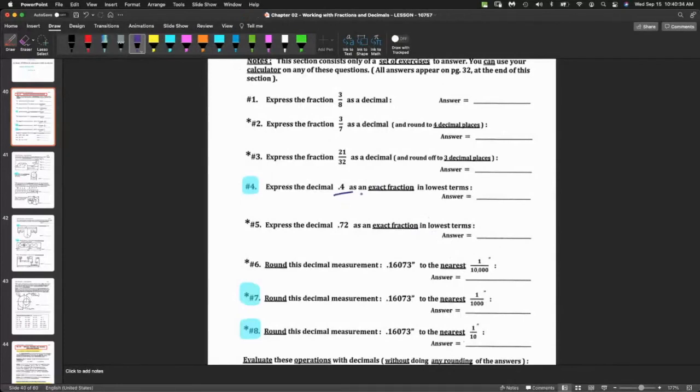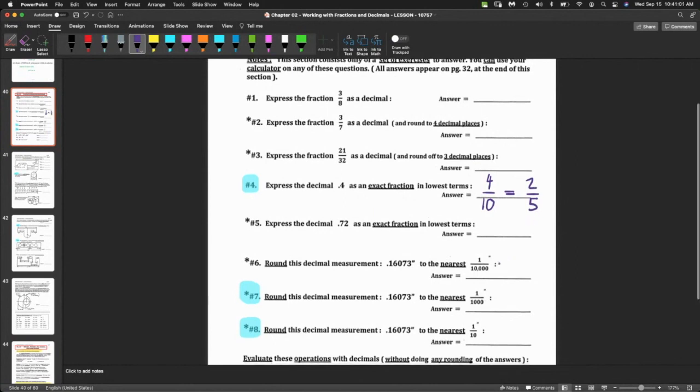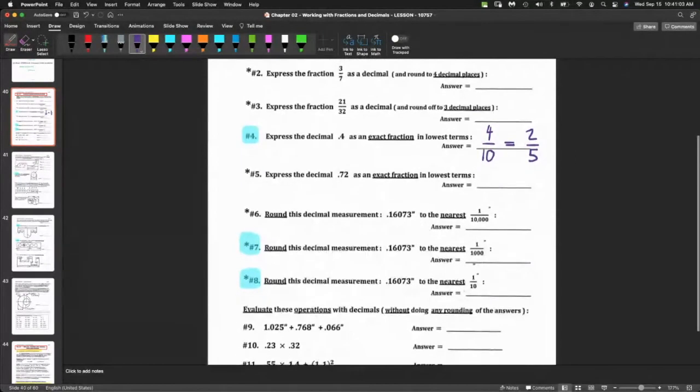Express 0.4 as an exact fraction in lowest terms. We're going to go through these shorter questions quickly, but later we'll get to the tougher ones and I'll try to do them a bit slower. So that's 4/10. You can always express a decimal as a fraction out of 10 or 100 or 1,000, etc. And then you can reduce it if necessary. How about number 7? Just doing the ones in blue here.